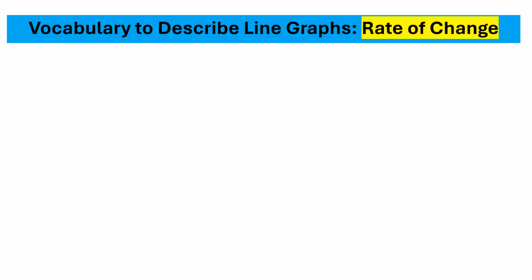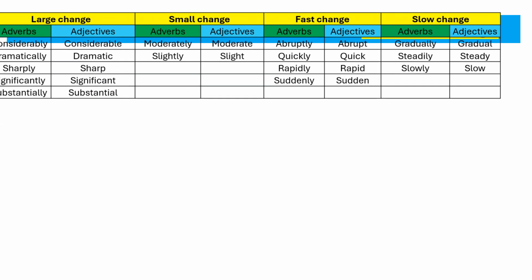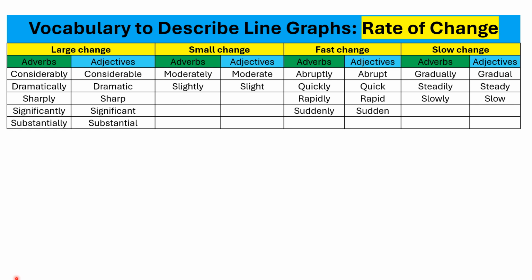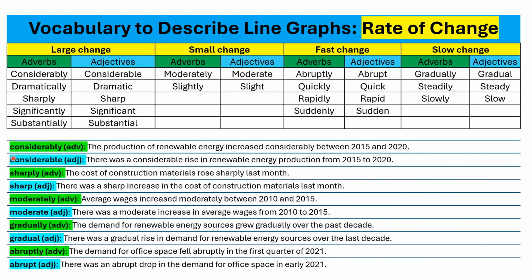When describing trends in a line graph, it's important to specify how quickly or significantly the changes occur. To do this, we can use both adverbs and adjectives to describe the type of change. Here are some commonly used words along with example sentences. As you go through them, notice how different words are used to describe large, small, fast, and slow changes. Pause the video here and read the example sentences to understand how these words function in sentences.